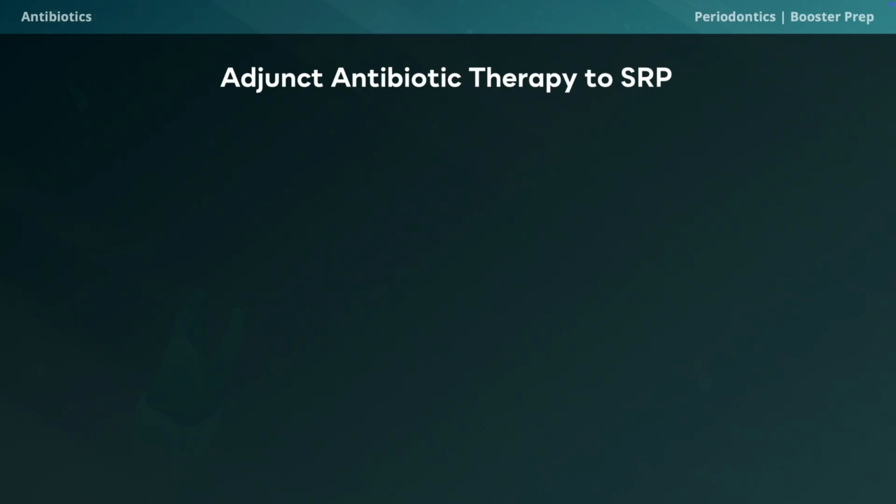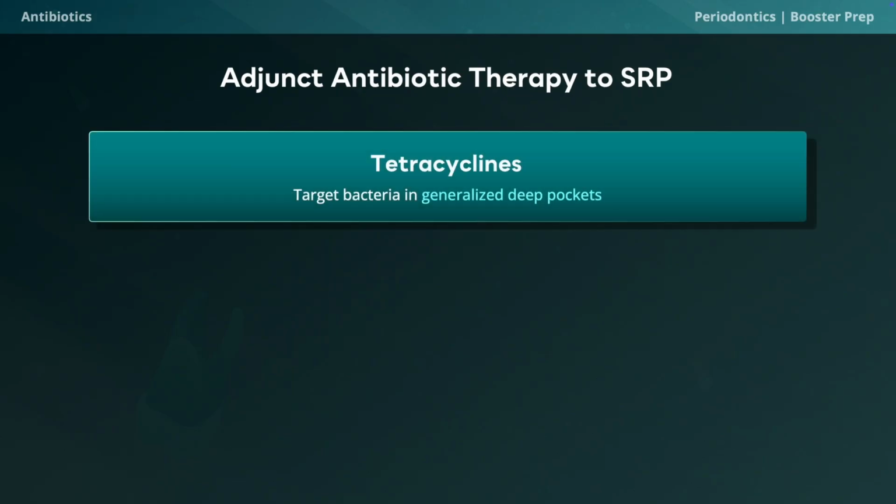So which antibiotics should we know? The first are tetracyclines, especially doxycycline. These are great for cases with generalized deep pockets throughout the entire mouth. Tetracyclines can inhibit collagenases, which are enzymes that break down connective tissue, so they help prevent the periodontium from being broken down. A key collagenase you may have heard of is an MMP, or matrix metalloprotease, which breaks down collagen.